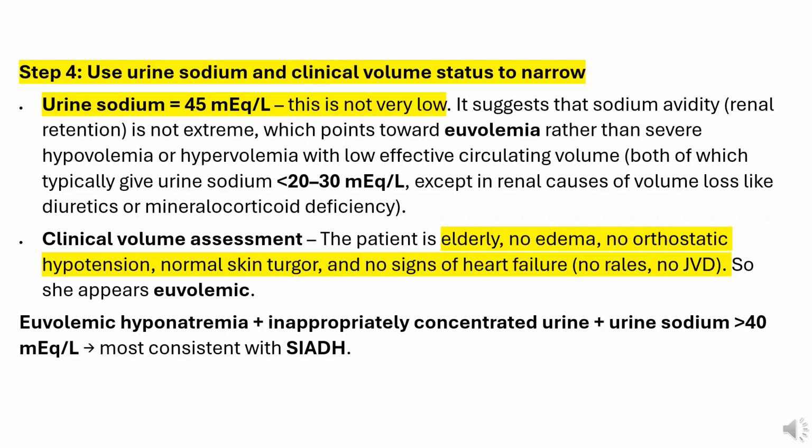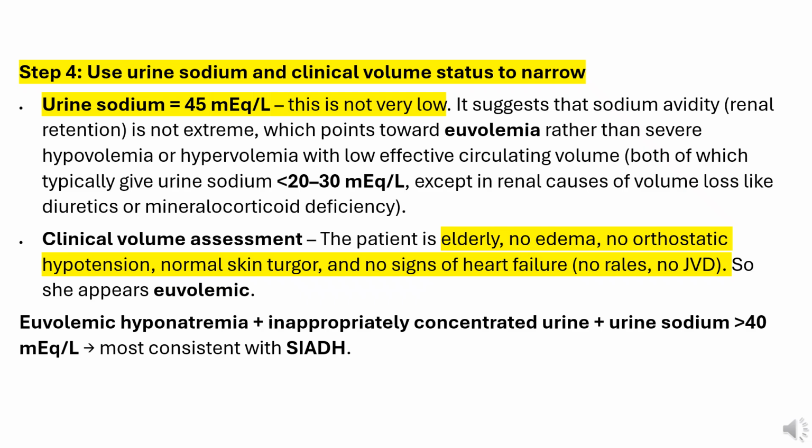Step 4. Use urine sodium and clinical volume status to narrow. Urine sodium equals 45 mEq/L. This is not very low. It suggests that sodium avidity, renal retention, is not extreme, which points toward euvolemia rather than severe hypovolemia or hypervolemia with low effective circulating volume, both of which typically give urine sodium 20 to 30 mEq/L, except in renal causes of volume loss like diuretics or mineralocorticoid deficiency.